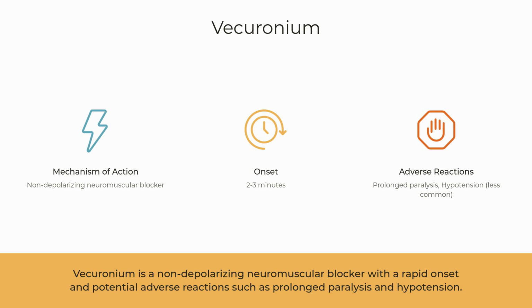Vecuronium. Vecuronium is another non-depolarizing blocker but slower, taking 2 to 3 minutes to work. It's not typically first line for RSI because of this delay. It's used more in the OR or for ongoing paralysis. Like rocuronium, it can cause prolonged paralysis and sometimes mild hypotension. We might choose it when we need longer muscle relaxation and time isn't as critical.